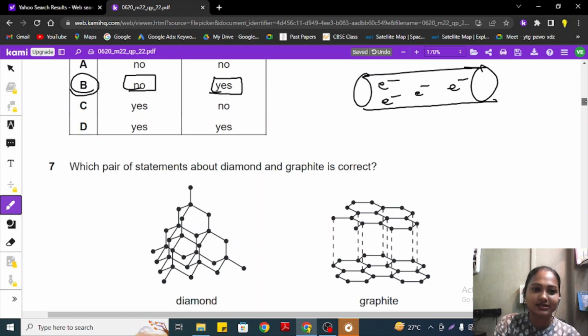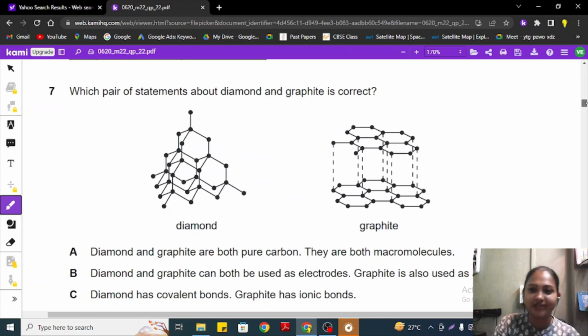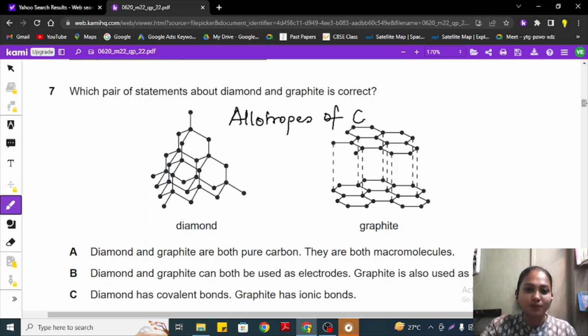The seventh question states: which pair of statements about diamond and graphite is correct? So it's from the carbon chapter. Diamond and graphite are giant macromolecules. They have a very big lattice structure, and they are the two allotropes of carbon.